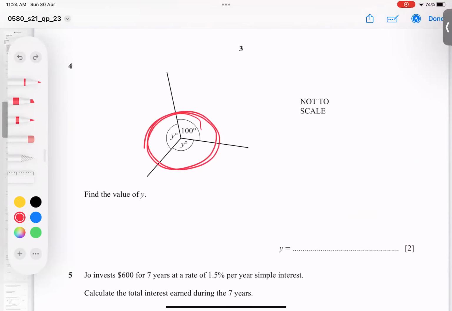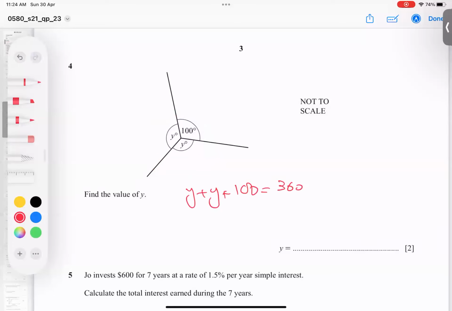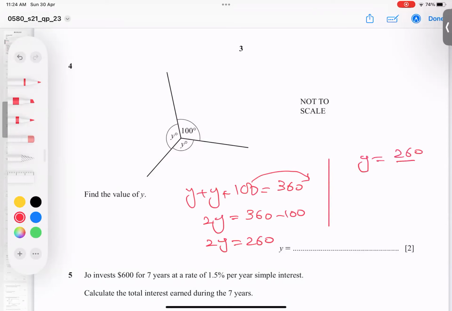The sum of all angles in a circle is always 360. So y plus 100 equals 360. y plus y gives you 2y. This 100 goes there, and from 360 subtract. When I subtract, I get 260 and 2y. This 2y will divide, so I get 260 divided by 2. The final answer is 130.